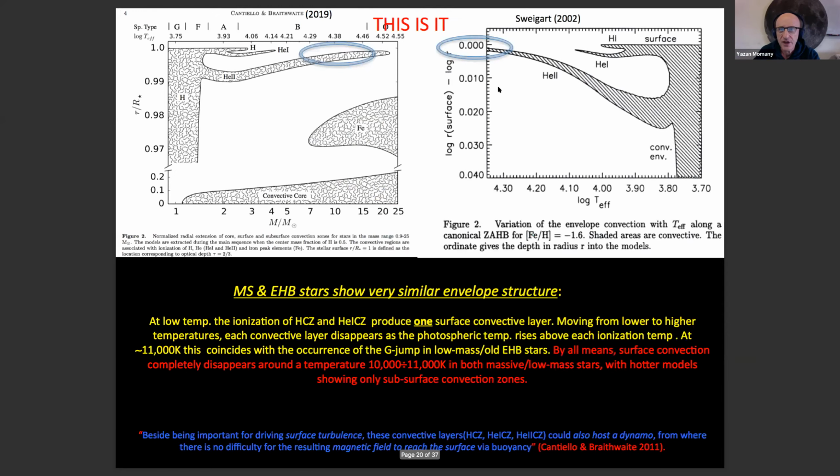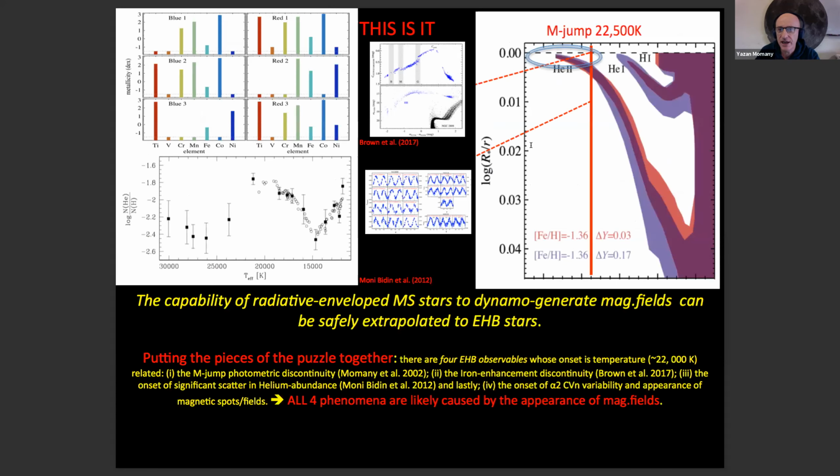And this is why we came to a point where we were so confident that the attribution of the variability that we detect to alpha 2 CVn is correct, because on the left side you would see the models by Cantiello et al., Cantiello and Braithwaite, for between 7 and 20 solar mass main sequence stars, and on the right side you see Swigert et al. modeling of the extreme horizontal branch star at a completely different metallicity and so on. And you can see that they are quite similar. These are other modeling of Brown et al., basically the same.